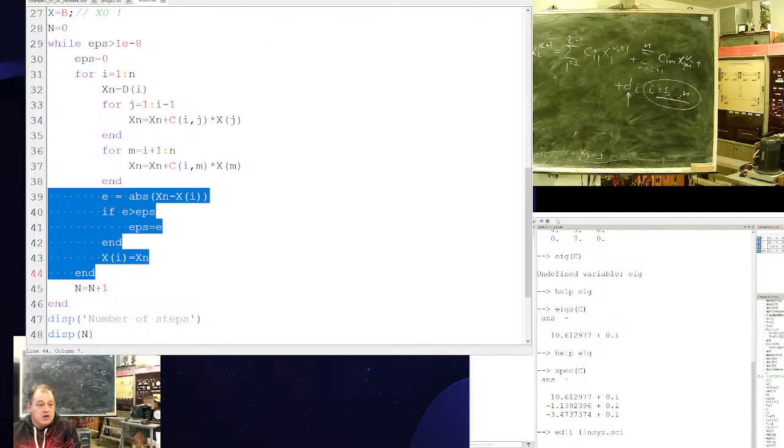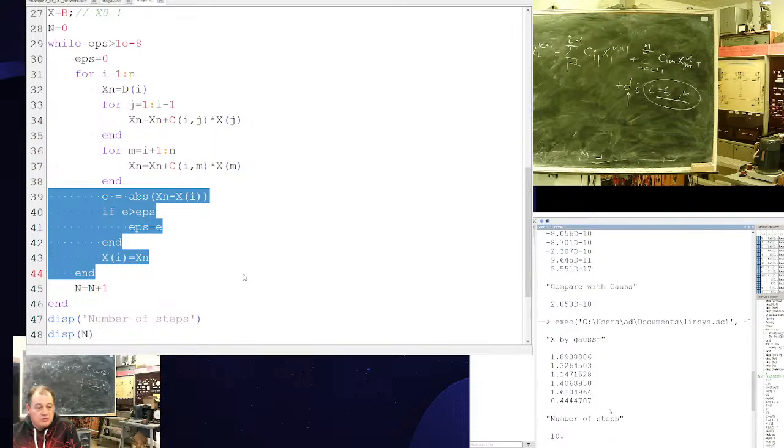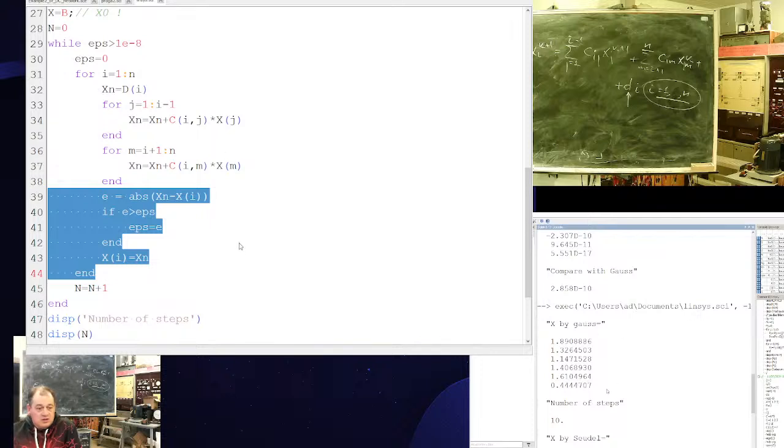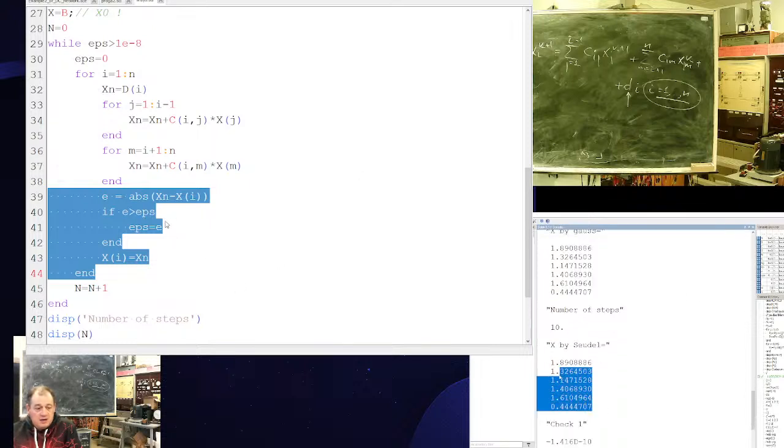Okay, let's try to run it. Yes, save and execute. Here is save and execute. Results will be in console. Exec. So, here is the iterative solution by built-in Gauss technique. Took 10 steps. Seidel solution yielded this x.